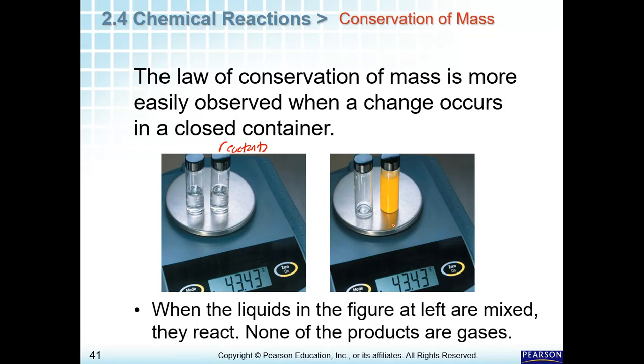Notice that when we mix them, we tend to get this yellow color, and hopefully you noticed in lab the other day that yellow settles down to the bottom and creates a solid, which is a precipitate. This is our products. And notice our products still say 43.43 grams. These are liquids. When they're mixed, none of these products are gases, so it's a lot easier to trap those products and demonstrate the law of conservation of mass.